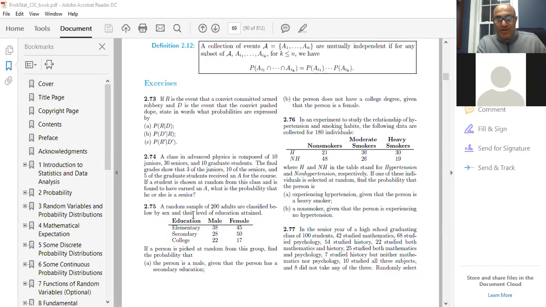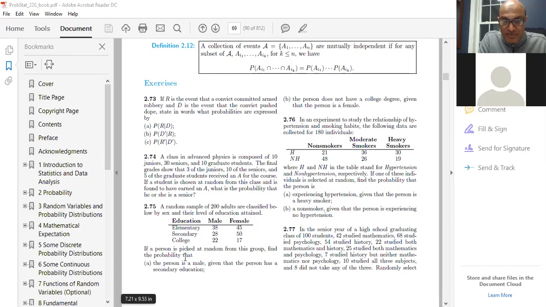A random sample of 200 adults are classified below by sex and the level of education attained. Education, male and female: elementary 38, secondary 28, college 32, 45. So we can take the sum of this one, total number of females in elementary, secondary and college. Elementary total are 38 plus 45, male and female. Secondary here total, like this.